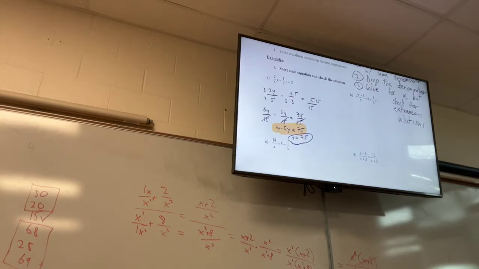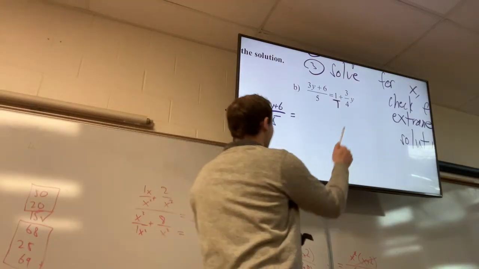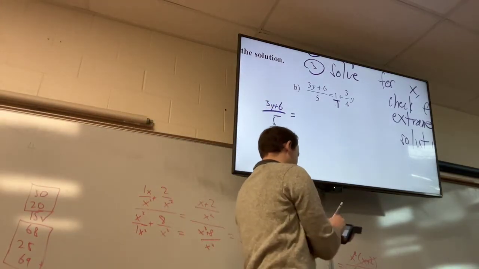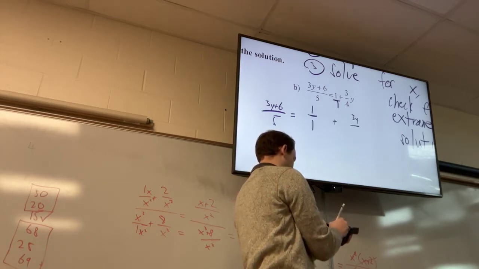Can I move on to B? Okay, so let's rewrite this. I like to rewrite it because I like to put a denominator in the 1. So 3y plus 6 all over 5 equals, how do I rewrite 1 as a fraction? I actually already did it. Just put it over 1. Yeah, 1 over 1. And then plus 3y over 4. Okay.